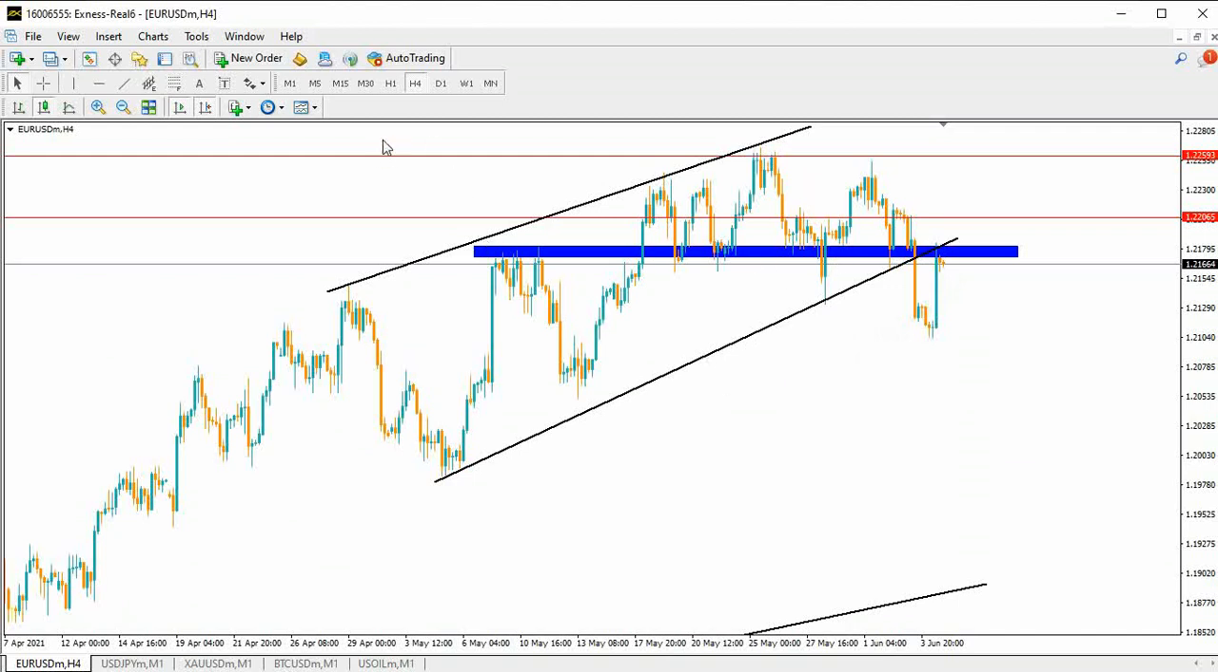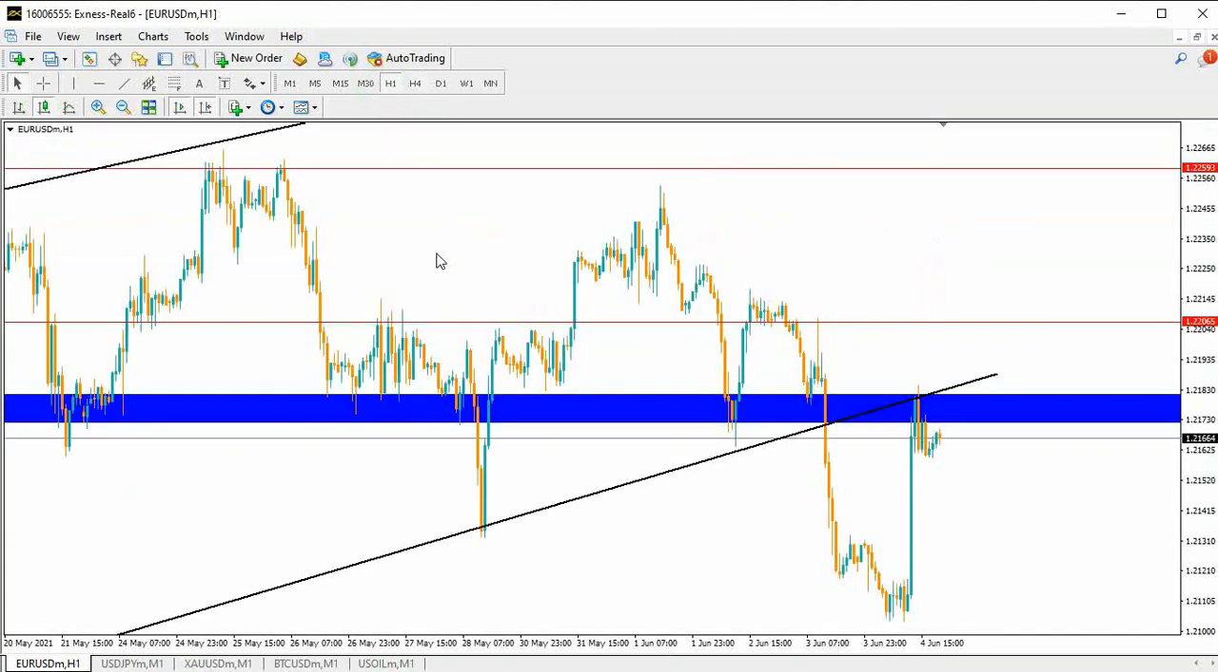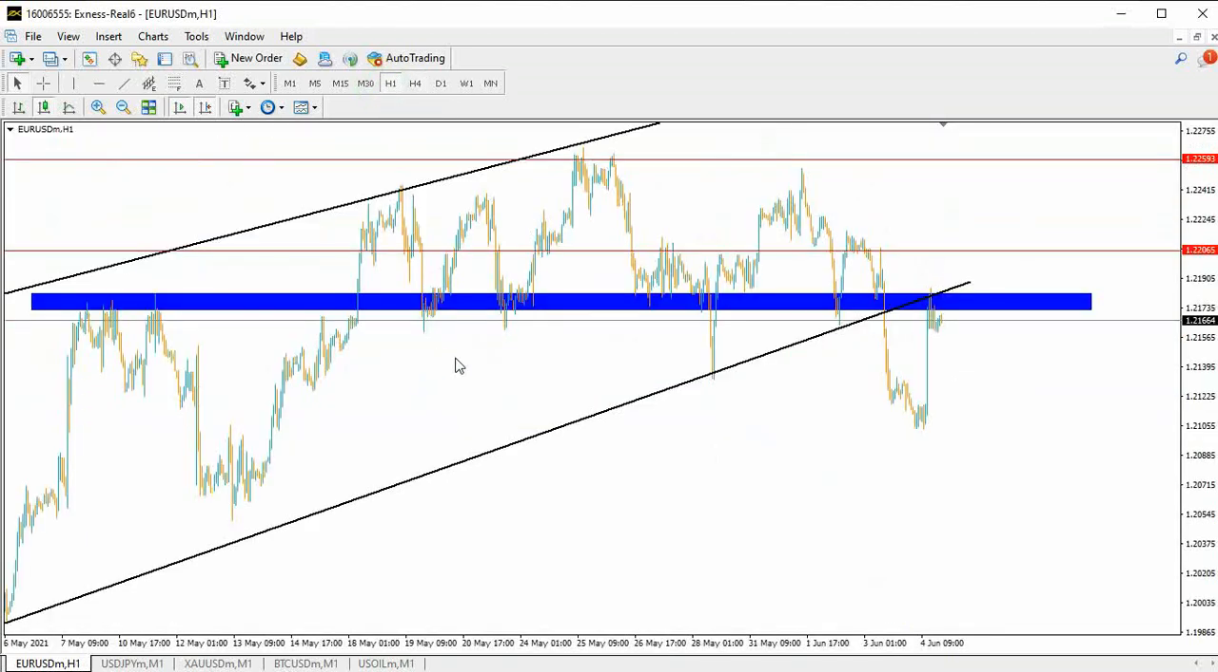So we've identified all of that for our chart. Now we move into our 1 hour chart to see things more clearly and identify where we can enter or sell. So now we're at our 1 hour chart.